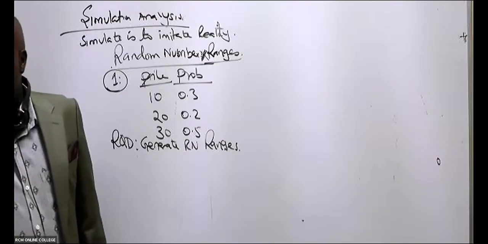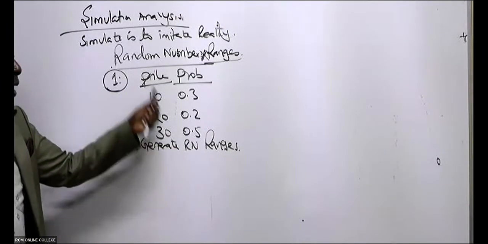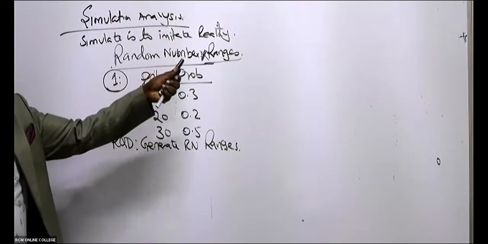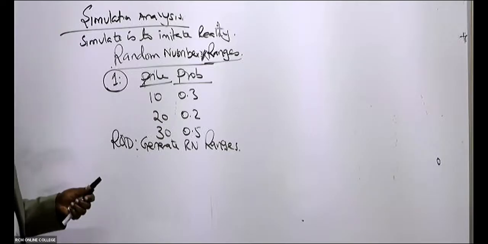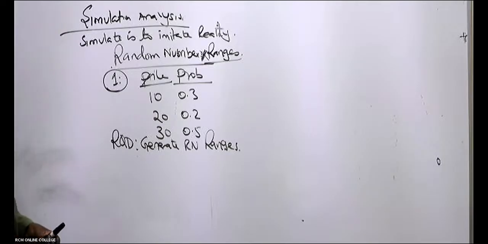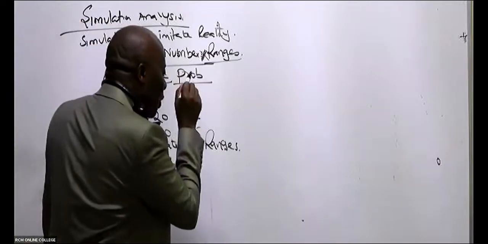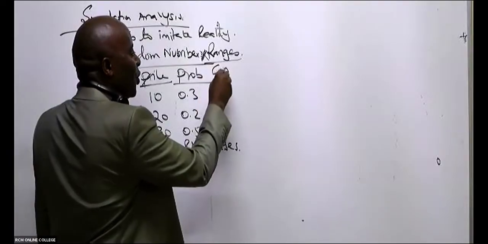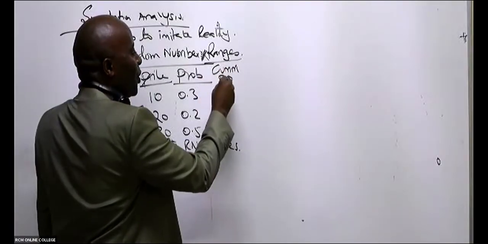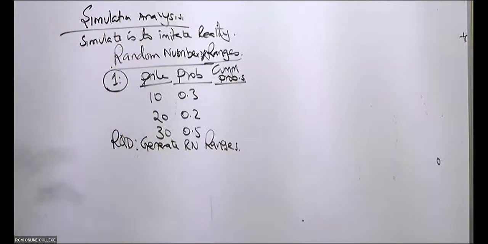Yes. I read the question, they want us to generate random number ranges. So these random number ranges, what do we do with them? The first thing that we will do is to ascertain what we call cumulative probabilities. That is the first thing that you do.